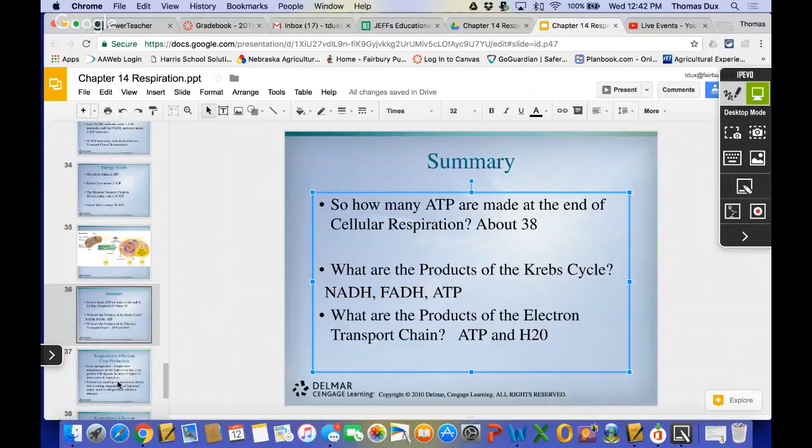All right, you could argue NAD plus. You could say those are some of the products that then go back into the reactants of the Krebs cycle. True.